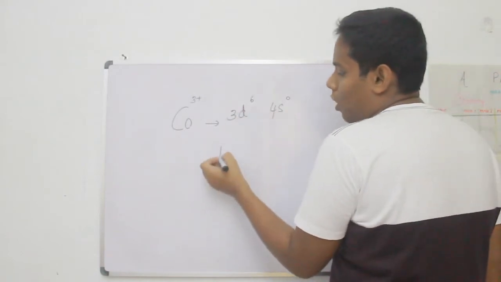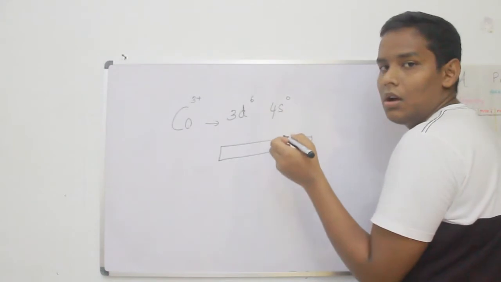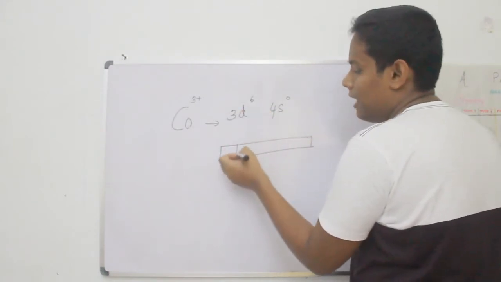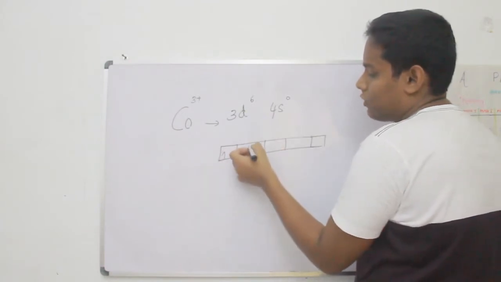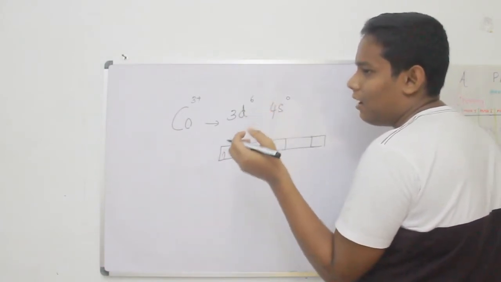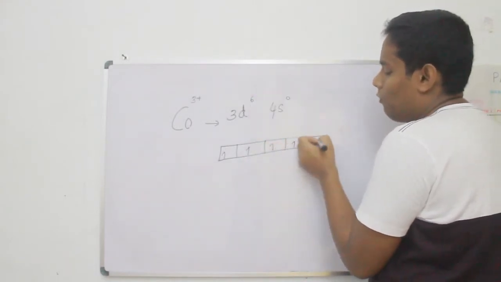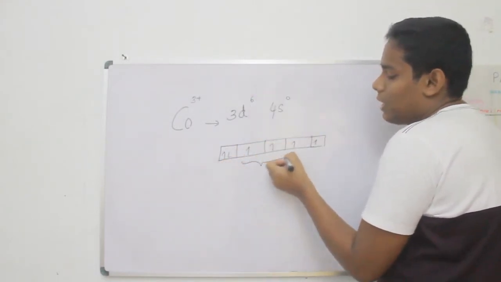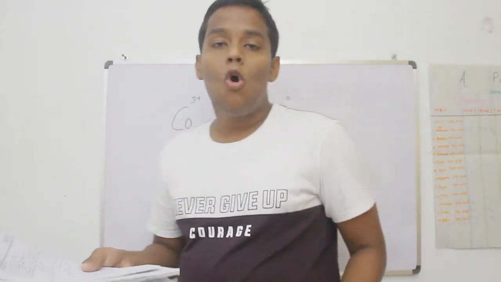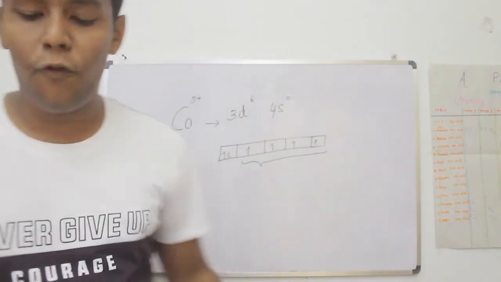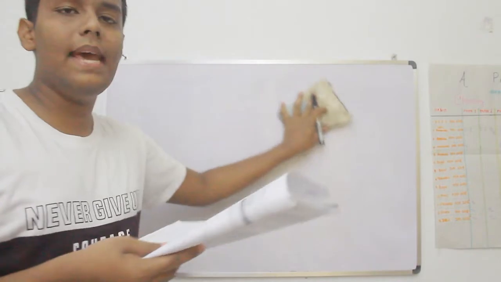So if you draw the diagrammatic representation of this d orbital, according to Hund's rule, first of all they have to fill singly before pairing up. 1, 2, 3, 4, 5, 6. So these are the ones that are unpaired. So the number of unpaired electrons is 4. Cobalt 3 plus has only 4 unpaired electrons. So for question number 1, your answer will be answer number 4.